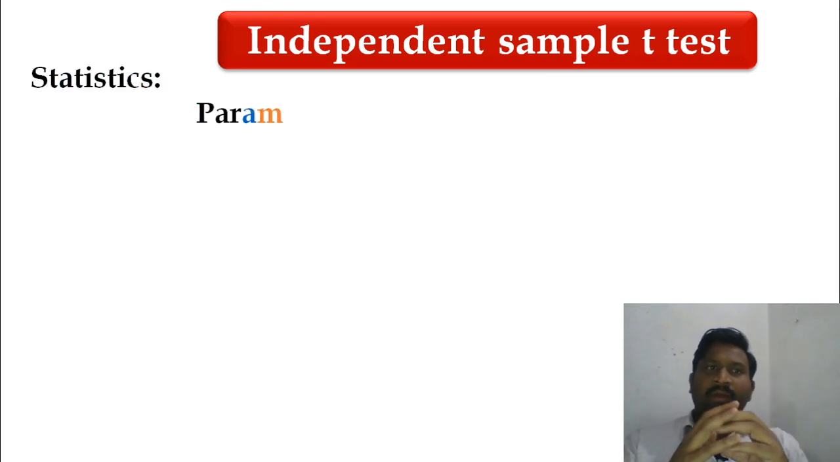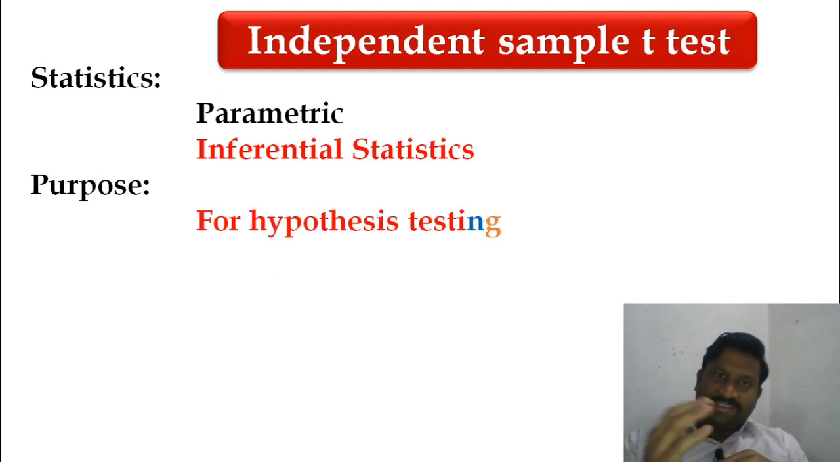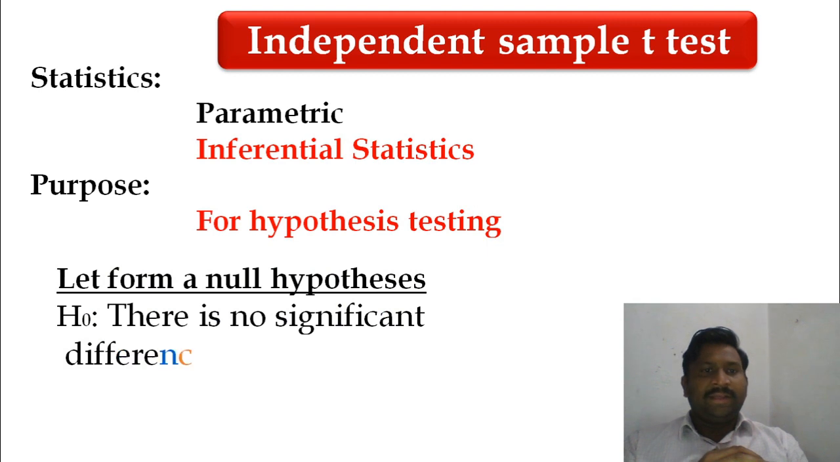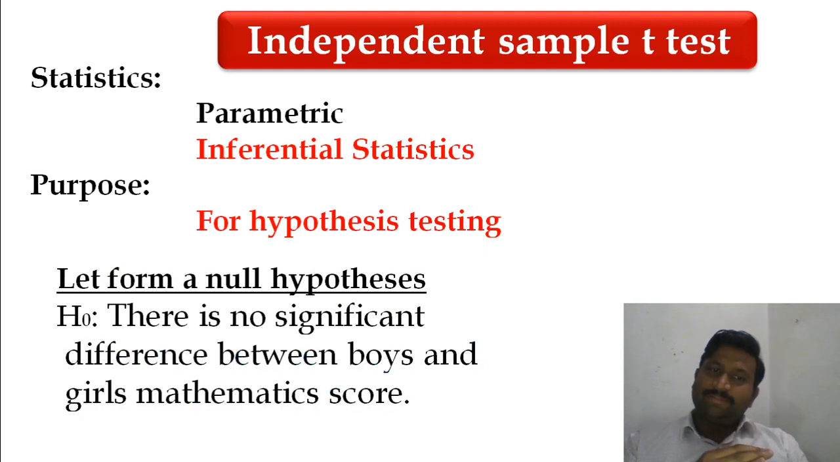So it is a parametric inferential statistic. The purpose is to test a null hypothesis. Whenever we test a hypothesis, we test the null hypothesis. So let us form a null hypothesis. There is no significant difference between boys and girls mathematics score. So I have a null hypothesis that boys and girls have equal score.